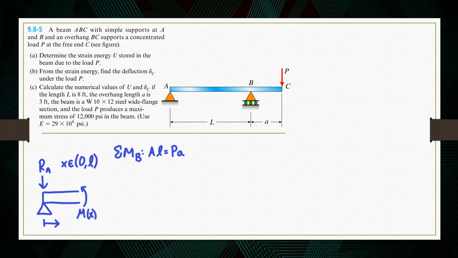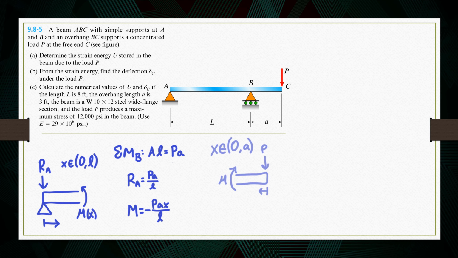I need to solve for my reaction force at A. This A in my equation, AL equals P lowercase a, is just my reaction at A. Sorry for not being consistent there, but that's what it's supposed to be. I can find my reaction at A, and thus I have my moment.